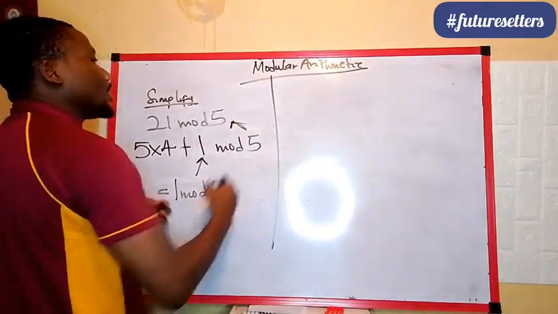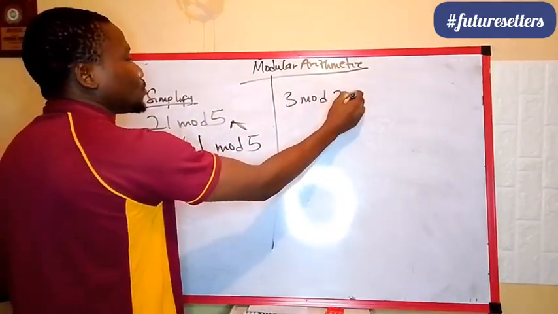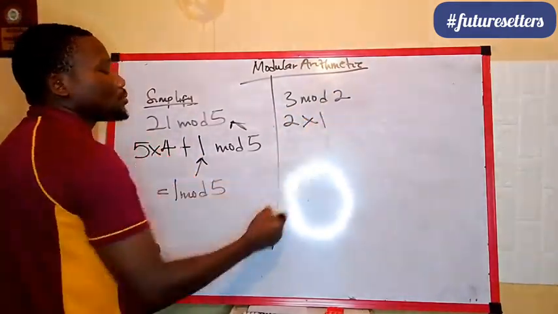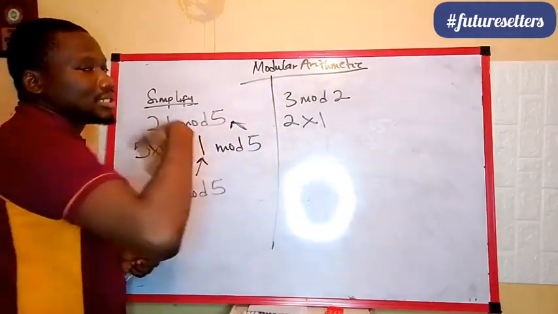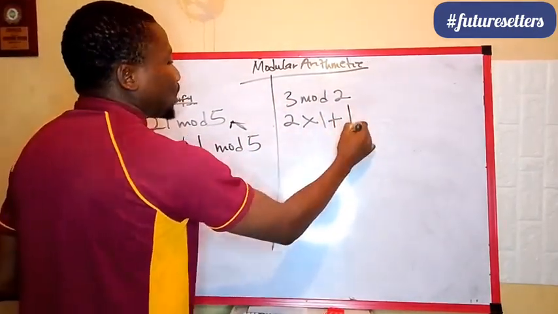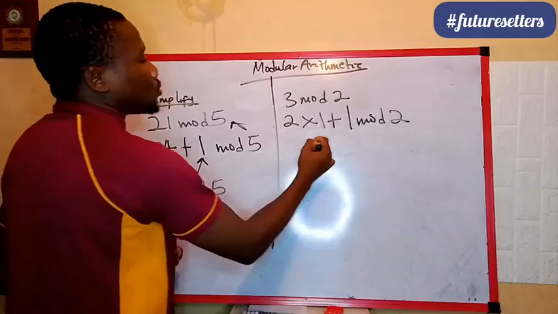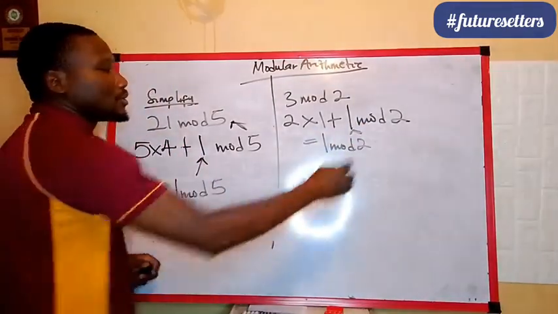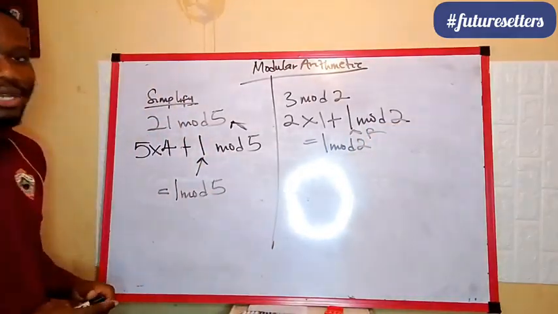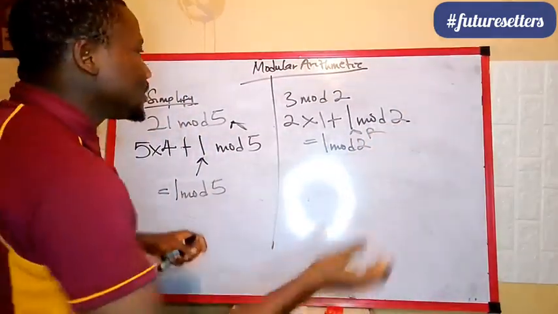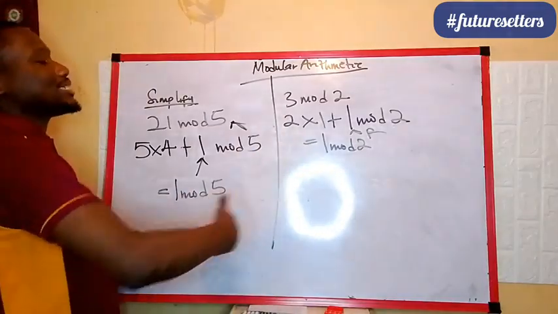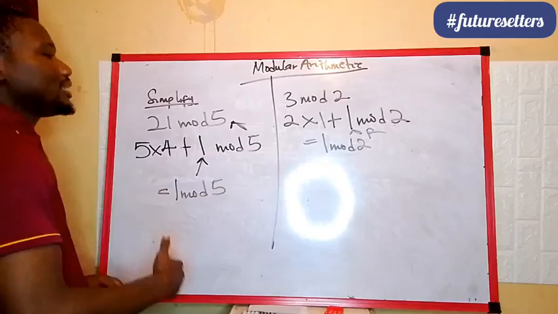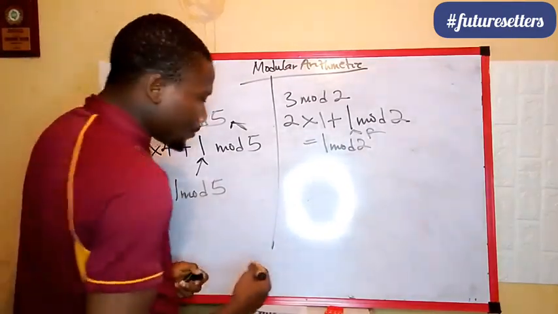Now, for example, we have 3 mode 2. To simplify this, what we just need to do is to write 2 first. Multiply 2 by 1. 2 times 1 is 2. Is 2 not close to 3? Yes. But there is a remainder which is 1, mode 2. So we now have our answer to be 1 mode 2, because this one here is serving as the remainder. So like I said, all this matters a lot. The remainder is the one that will now serve as the remainder mode this, the remainder mode that, the remainder mode this.